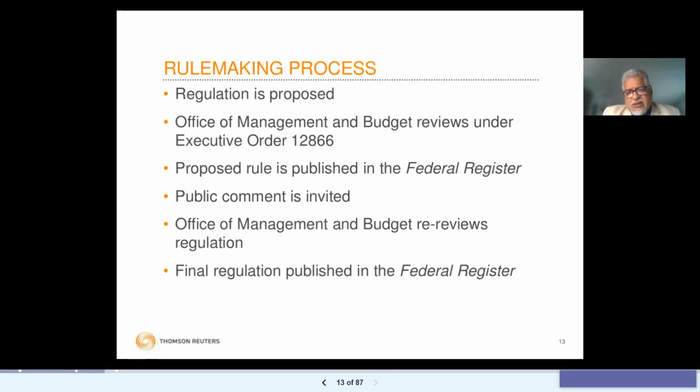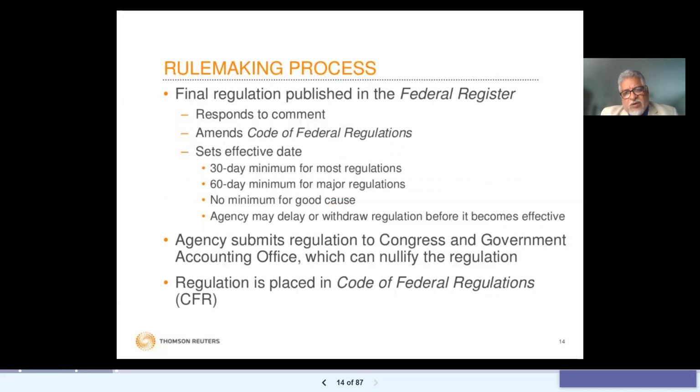Okay, the rulemaking process again: the rule regulations are proposed, the Office of Management and Budget sends out their report saying how much it's going to cost, what's involved. The proposed rule is published in the Federal Register. Comment is invited by everyone involved. So there's actually notification given, and then the Office of Management and Budget re-reviews the regulation after they've been given more input, and the final regulation comes out in what we call the Federal Register.